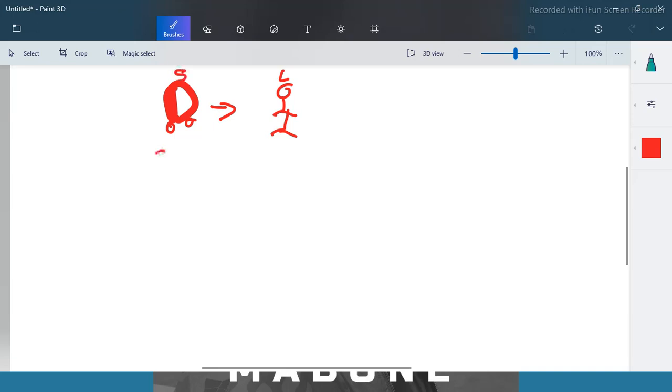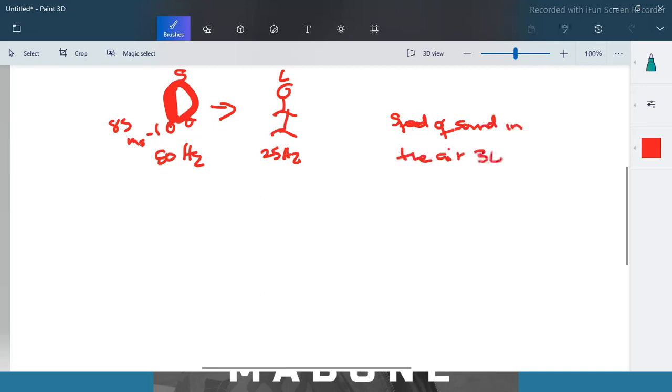It's emitting a frequency of 50 Hz, and you are detecting a frequency of 25 Hz, and the velocity of this car is 85 m/s. And then the speed of sound in the air, they're always going to give you this. I forgot, maybe it's 343, but it might be 340. Not important for now.